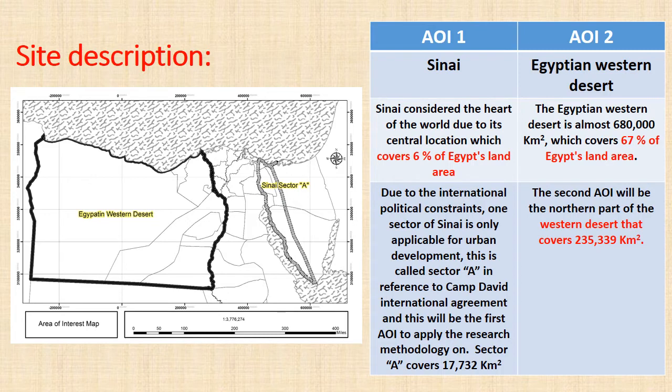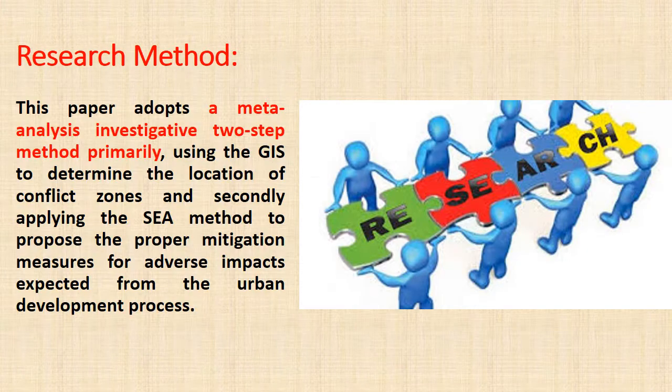For the site description, the researcher chose two important areas in Egypt, which are Sector A in Sinai, which covers 17,732 square kilometers, and the northern part of the Egyptian Western Desert, which covers 235,339 square kilometers.